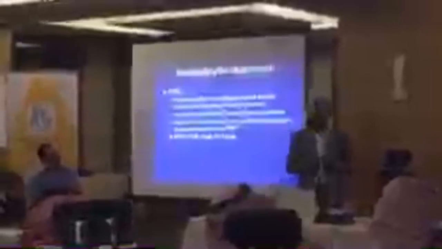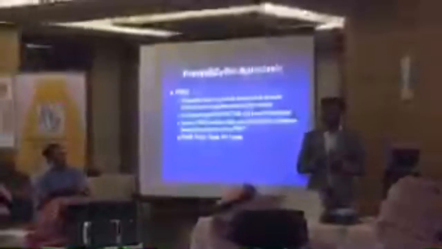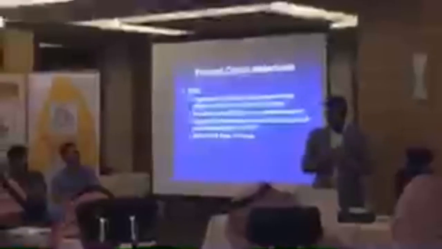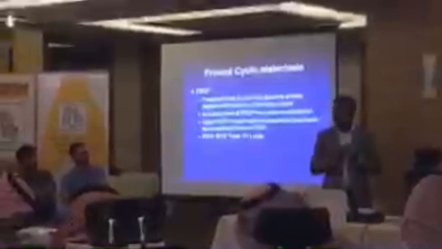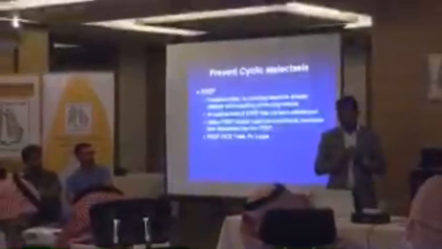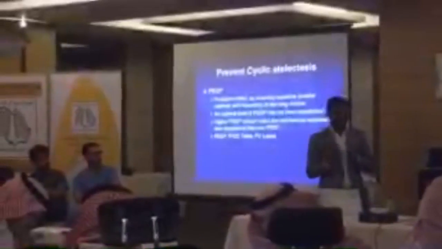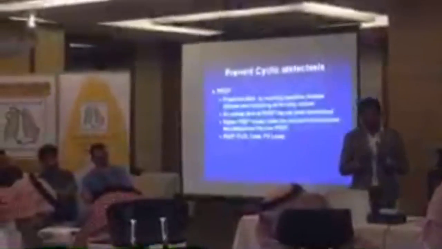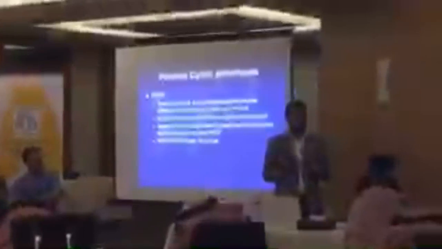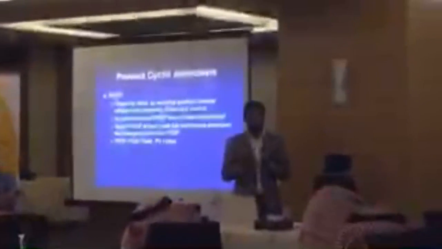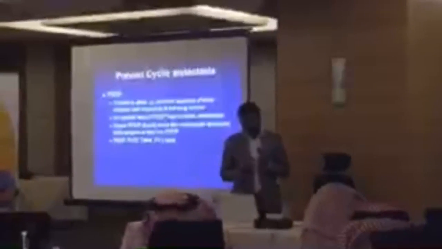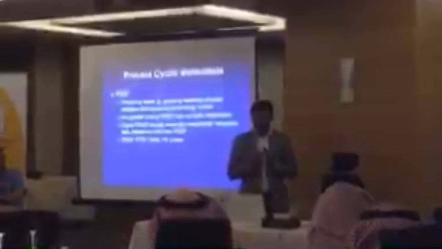The next component is preventing cyclical atelectasis. You prevent cyclical atelectasis by keeping a PEEP. PEEP has a protective effect by avoiding repetitive alveolar opening and collapse at low lung volume. When you keep a PEEP, your tidal volume will also be distributed equally. An optimal level of PEEP has not been established.